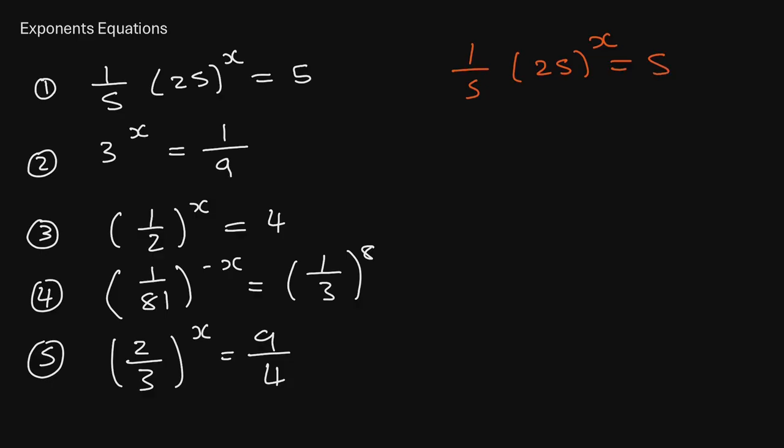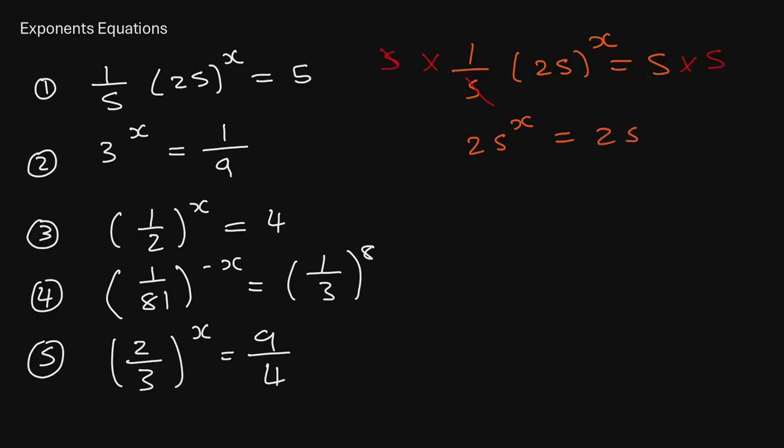But in this case, we can just get rid of this coefficient of whatever number that has an exponent of x. So how can we get rid of 1 over 5? We can get rid of 1 over 5 by multiplying both sides by 5. So remember, 5 multiplied by 1 over 5 is going to cancel out, and then on the left hand side, you are just going to be left with 25 to the power of x. And then at the right hand side here, you have to multiply them out. So 5 multiplied by 5 is just going to be 25.